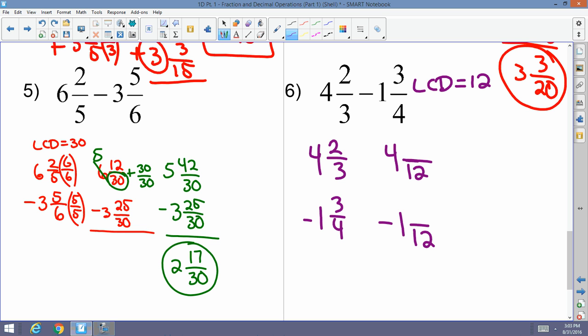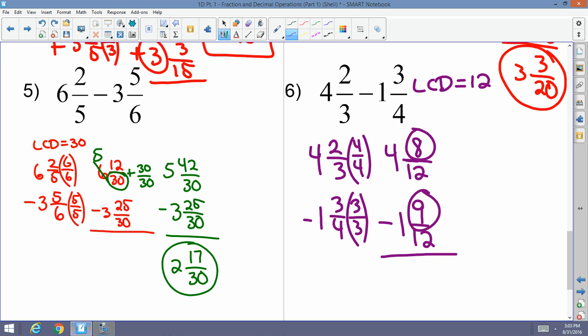What did I multiply to 3 to get to 12? Well, I multiplied 4, which I have to multiply to both numerator and denominator, giving me 4 and 8/12. What did I multiply to 4 to get to 12? 3. So I have to multiply 3 to both numerator and denominator, giving me -1 and 9/12. But we have the same situation. I cannot take 9 away from 8. Just can't do it. So what do?